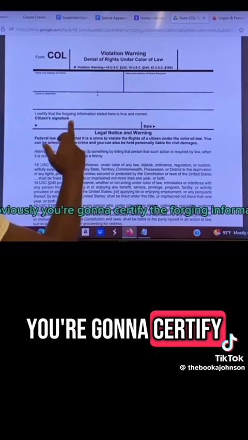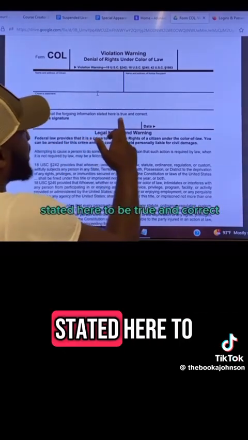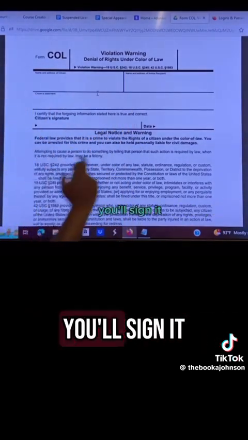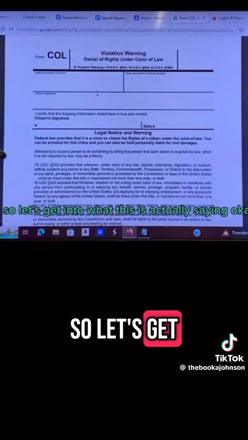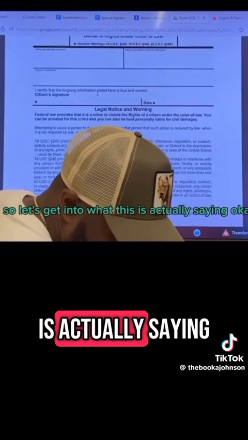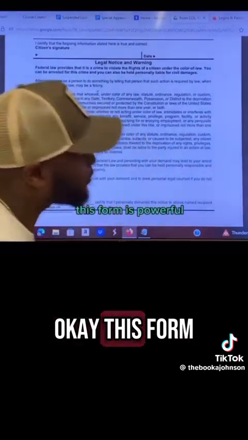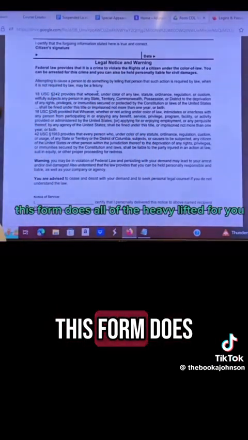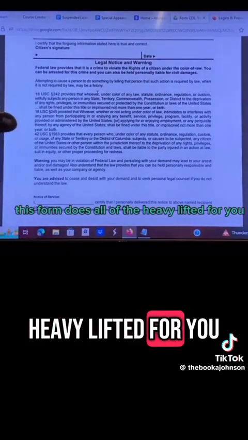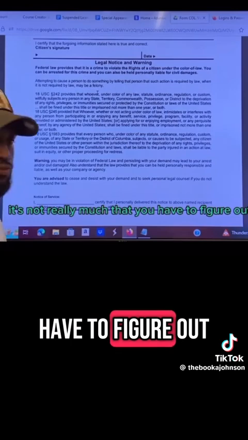Obviously, you're going to certify the foregoing information stated here to be true and correct. You'll sign it, you'll date it. So let's get into what this is actually saying, okay? This form is powerful. This form does all of the heavy lifting for you. It's not really much that you have to figure out.